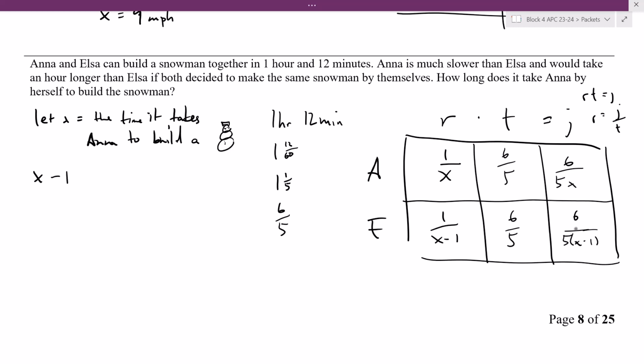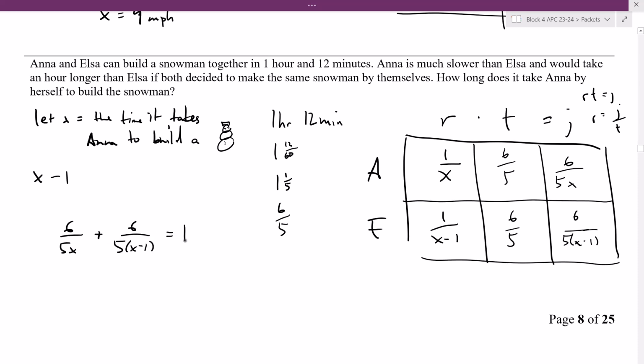We do have to take these jobs. This is the portion of the job Anna's done. This is the portion of the job that Elsa has done. You take these, add them together to be equal to 1. If they're building 2 snowmen, it would be equal to 2. So we have 6 over 5x plus 6 over 5x minus 1 equals 1.